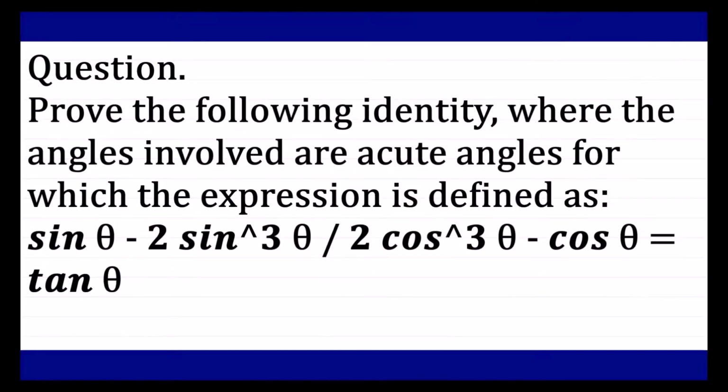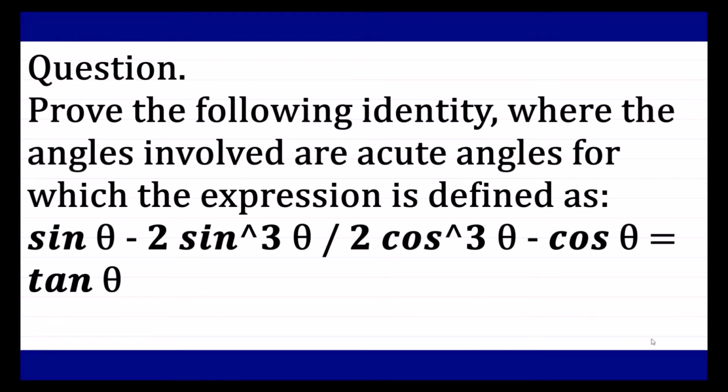The given question is, prove the following identity where the angles involved are acute angles, for which the expression is defined: sin theta minus 2 sin cube theta upon 2 cos cube theta minus cos theta is equal to tan theta. So guys, this is what the given expression is, and let us see how we are moving ahead, or what we are exactly doing to prove that the left hand side of this expression is equal to the right hand side of this expression.